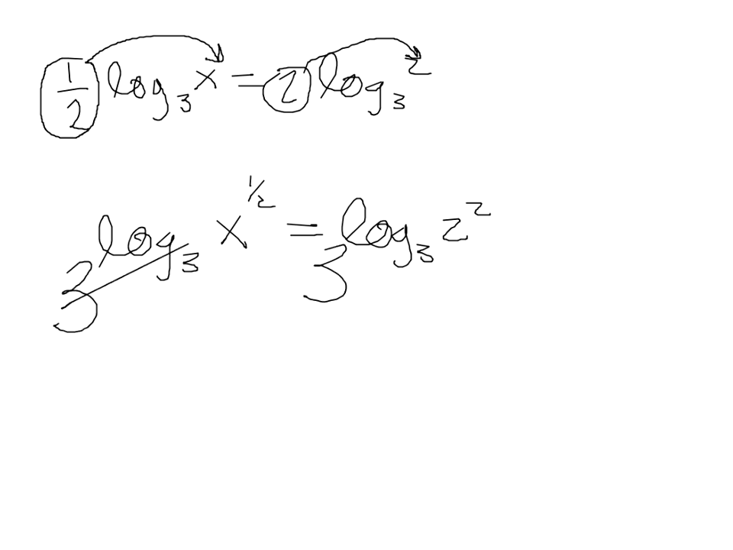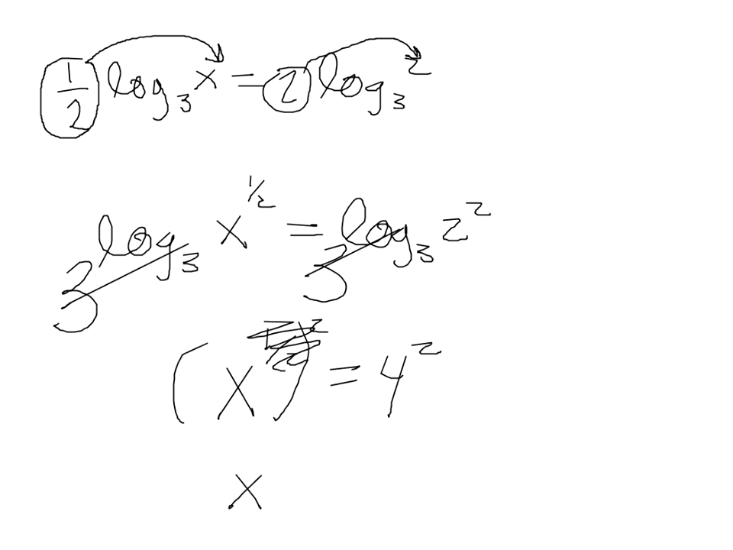And so now I can raise each side to the 3rd power, and I get x to the 1/2 equals 4. Now to solve for x, I square both sides, and that's going to cancel the 1/2, and I get x equals 16.